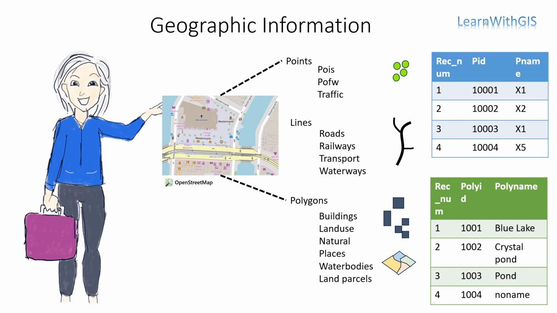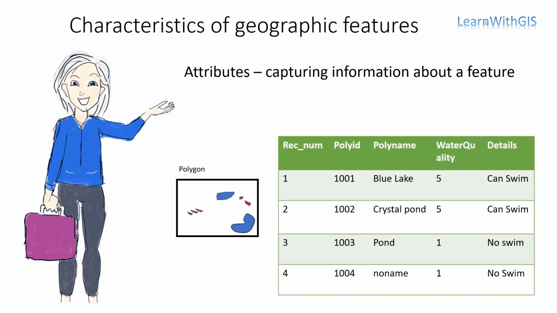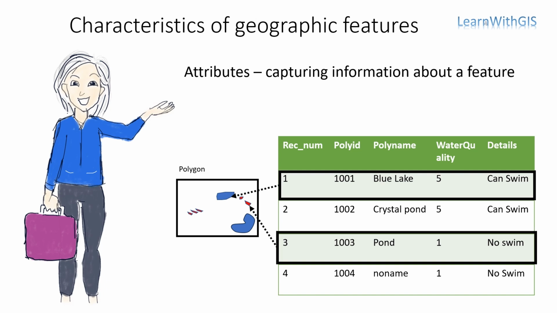The information is stored in a table or database and connected to a feature through a unique identifier. In other words, the feature object is linked to additional characteristics stored in a table via a unique identifier. The characteristics are attributes that capture information or additional descriptive data about a feature. For example, the blue lake is swimmable and the water quality is a 5, while the no-name lake in Record 3 is not.